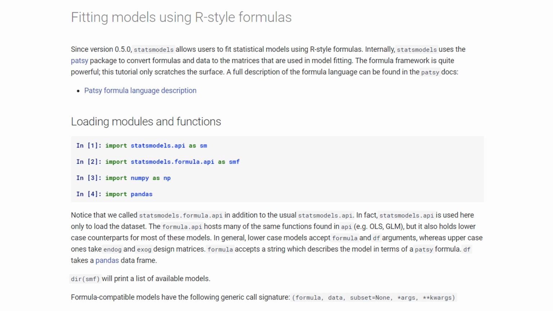Here, by the way, are the import statements that we didn't get a chance to talk about. Here we're importing statsmodels.api as SM. We're importing statsmodels.formula.api as SMF. And we can use those objects then to run our statistics.